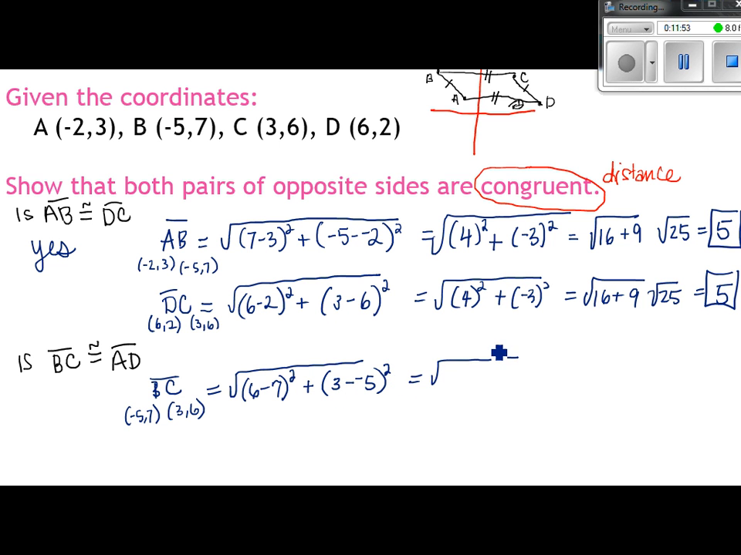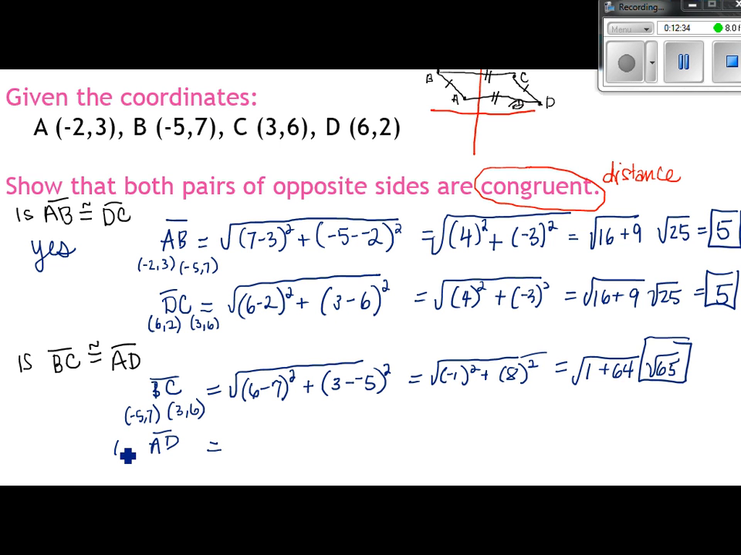All right, and let's see what happens here. 6 minus 7 is -1, so I got -1 squared plus 3 minus -5, which is 8 squared, which would be 1 plus 64, and the square root of that would be 65. The square root of 65, I'm going to use simplest terms if I can. I'm not going to use decimals in this case. There's nothing that goes into 65 that I know of, so I'm just going to leave it as the square root of 65. Now, hopefully, the next one is also the square root of 65, so we can say that this is, in fact, a parallelogram.